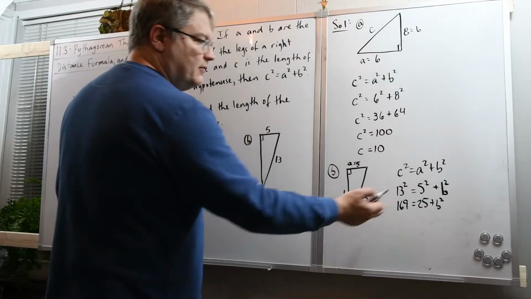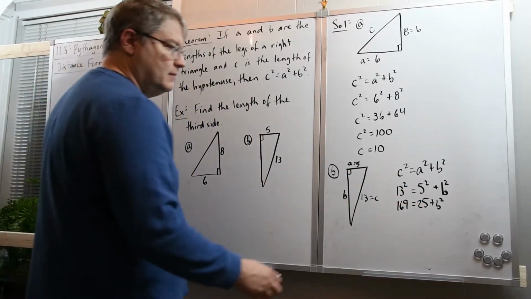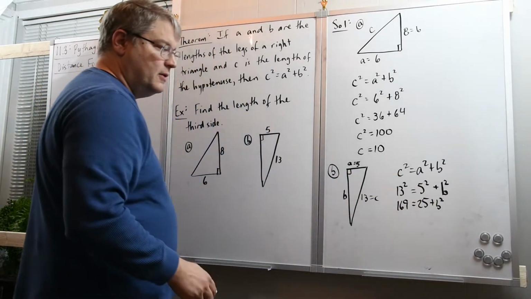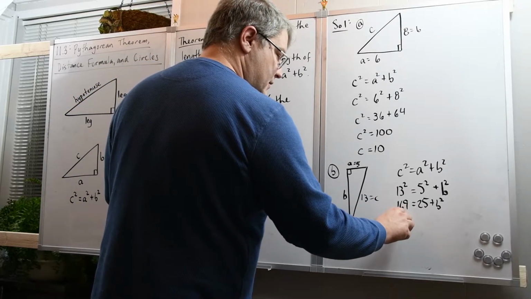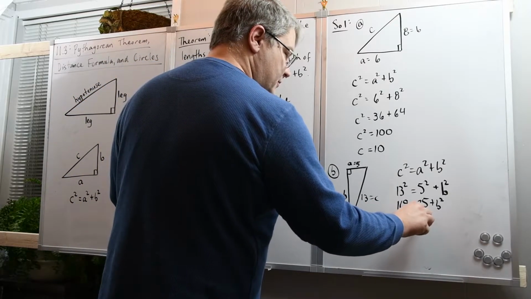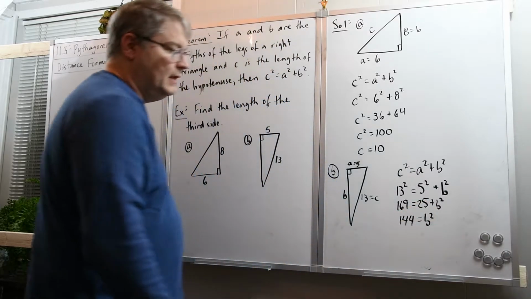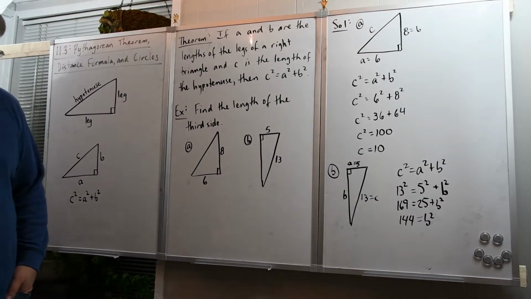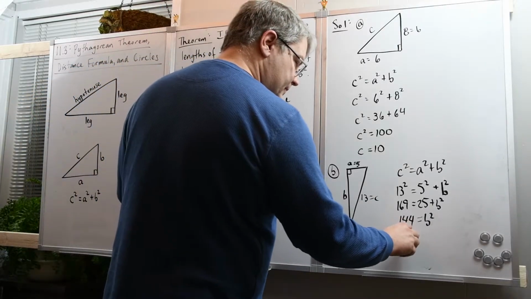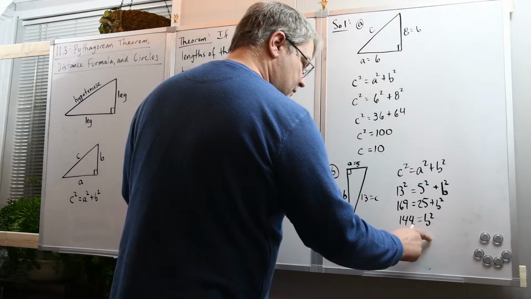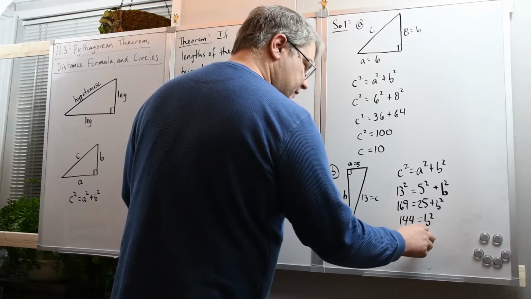Now if we subtract 25 from both sides of this equation, the 25 will go away on the right side, but 169 minus 25 gives us 144. So we get 144 is equal to b squared. And in order to get b, we would simply take the square root of 144, and that gives us 12. So b is equal to 12 in this case.